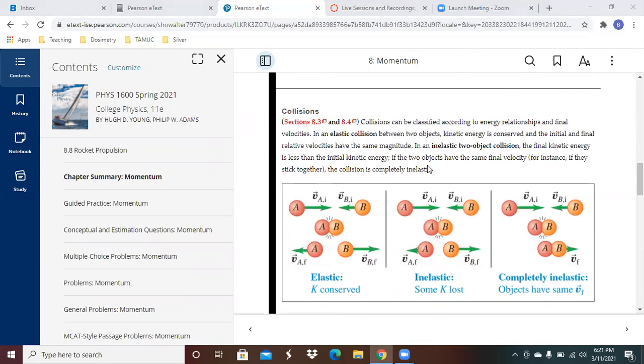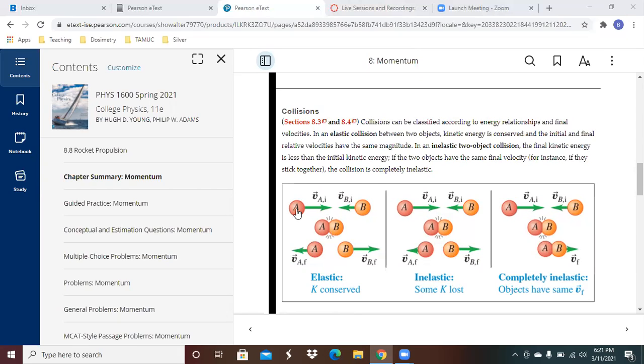So collisions can be classified according to energy relationships and final velocities. In an elastic collision between two objects, kinetic energy is going to be conserved, and the initial and final relative velocities have the same magnitude.